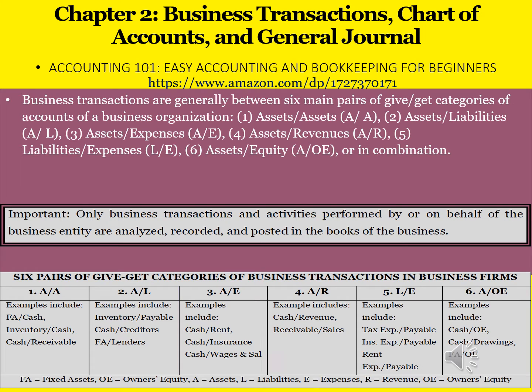And 6. Assets and equity. These include transactions usually between the firm and owners and investors, such as cash received as capital invested in the firm or convertible stocks and bonds sold to investors, involving receipt of cash by the firm, debiting the cash account and crediting equity accounts, or a combination of them.